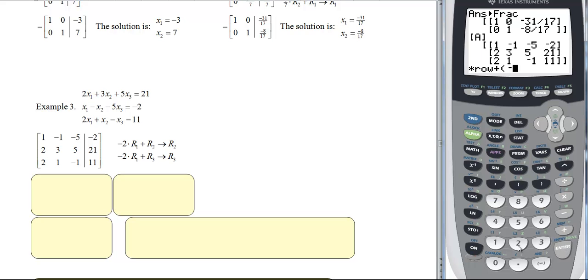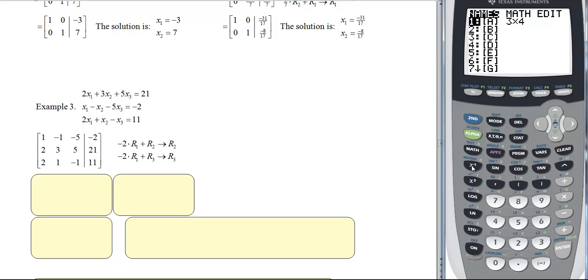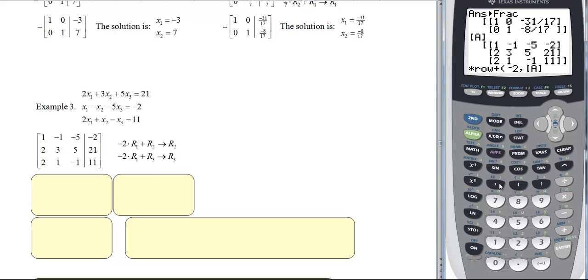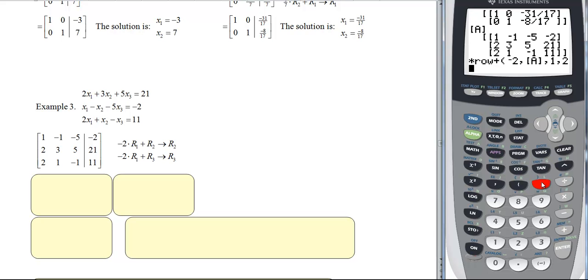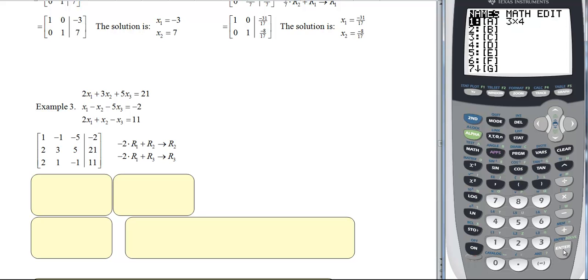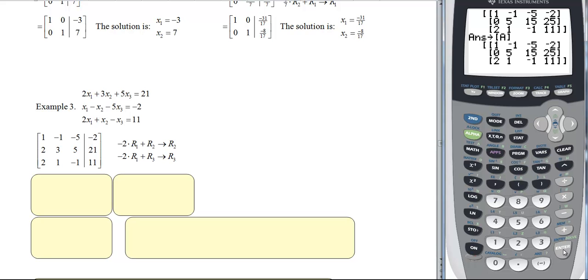So I need a negative 2, comma, second inverse for matrix, comma, 1, comma, 2. There's my 0. Store your matrix. Now I'm going to show you something that might be a little bit quicker.